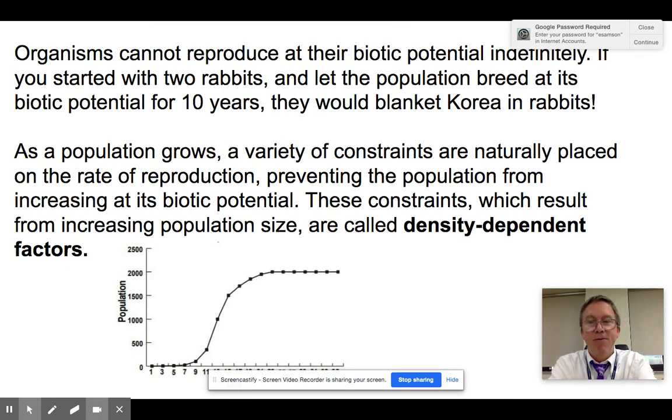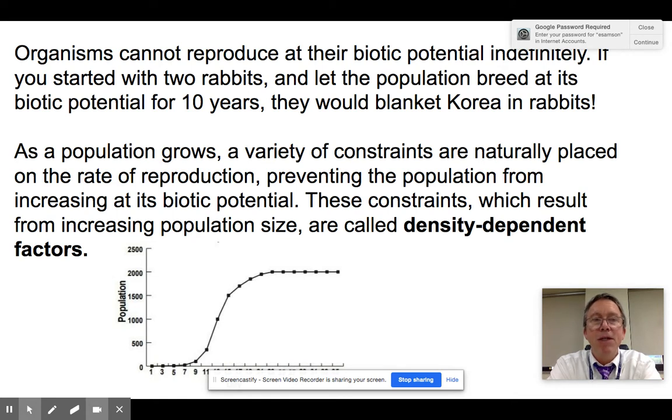Now, we're getting to what really matters here. Turns out that in the real world, organisms simply cannot continue to grow at their biotic potential. If they did, for instance, back to the rabbits, if you just start off with 2 rabbits, within a decade, you wouldn't be able to take a step in Canada without stepping on a bunch of rabbits. I mean, that's what would happen. Clearly, that doesn't happen, but that's what would happen if rabbits could just continue to reproduce at their biotic potential.